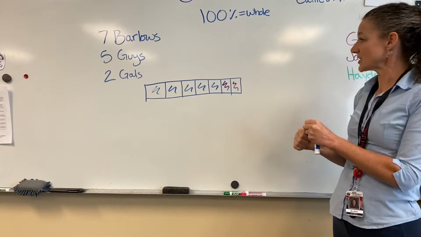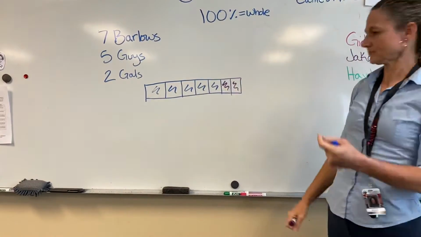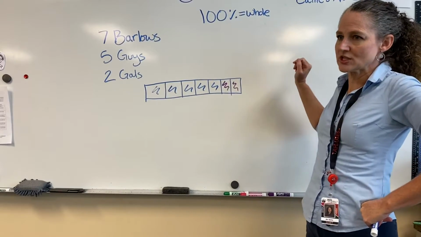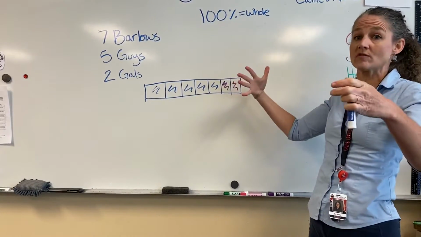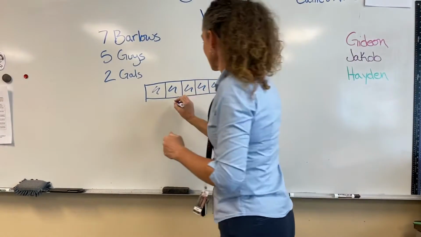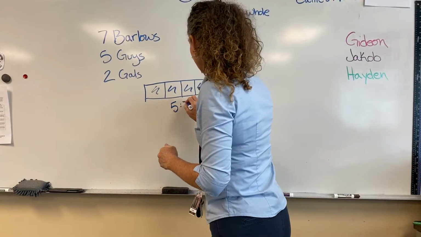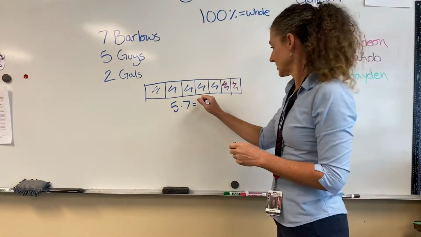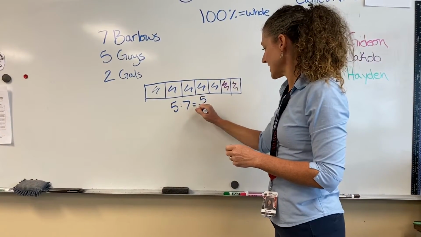So we have boys and girls. There's the Barlow family. What percentage is boys and what percentage is girls? Well, first of all, what's the ratio of boys to total? Ashley. 5 to 7. What's the value of that ratio? 5 over 7.